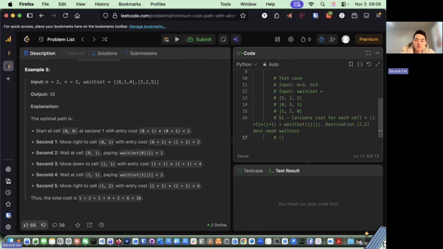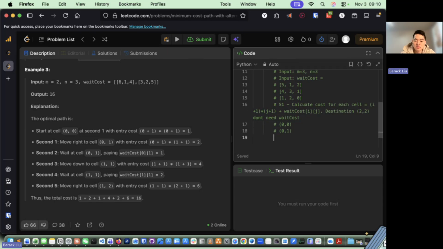So we start at 0, 0. Then we maybe move down. Then we move down. Because go right and go down, there's no difference for the entry, right? The main difference is wait cost. So actually, what we need to do is we calculate for every cell.